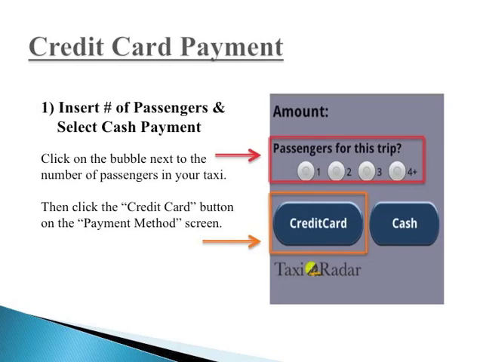All right, now let's discuss how to accept a credit card payment from a passenger. Remember, at Time Off, TaxiRadar will automatically display a payment method screen, pictured at right in this video. Again, remember to click the button next to the number of passengers you have driven in this ride. The passenger number bubbles are indicated by the red arrow and box on this video screen. In order to accept a credit card payment, click on the Credit Card button. This button is indicated by the orange arrow and box on this video screen.